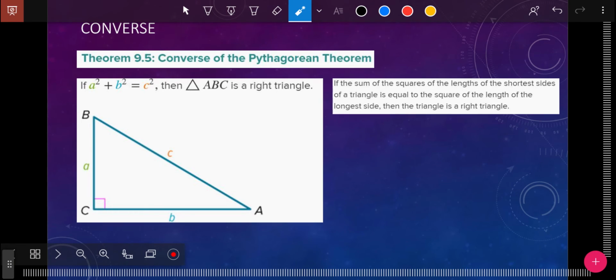All right. So the converse is the reverse. So before it was, if it's a right triangle, then I can use a squared plus b squared equals c squared. So the reverse is, if they just give you numbers and you're not sure if it's a right triangle or not, if a squared plus b squared equals c squared works, then it's a right triangle. And so your problem is going to be like this. They're just going to give you the numbers, 3, 4, 5, we'll say. Is it a right triangle?